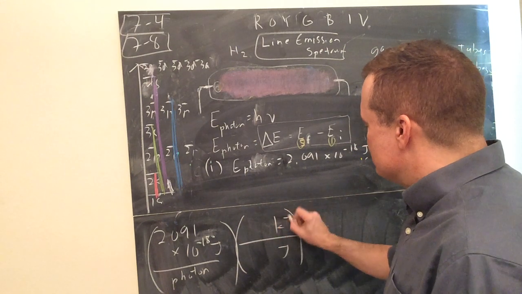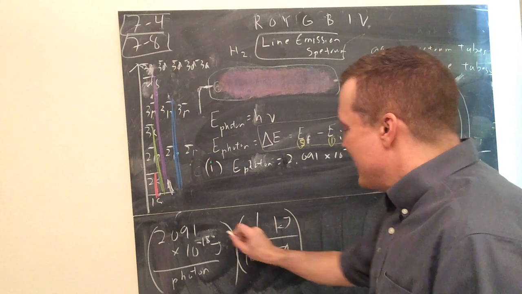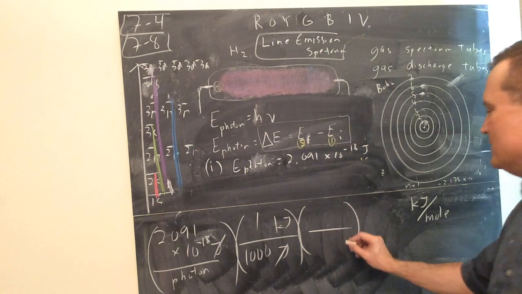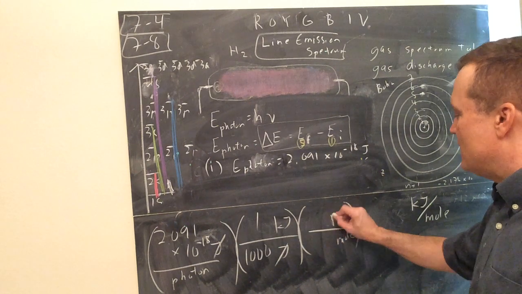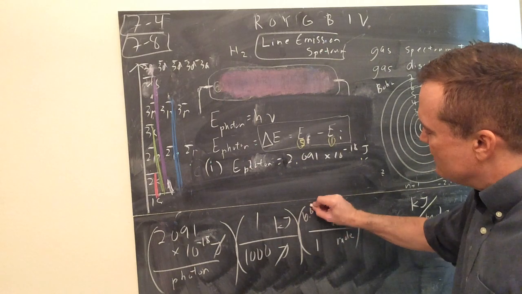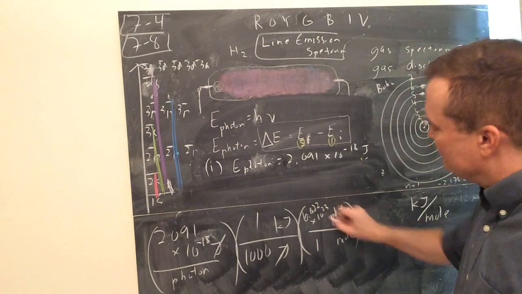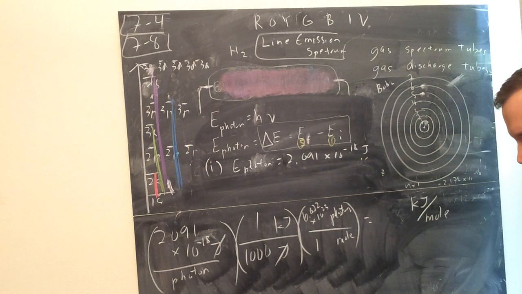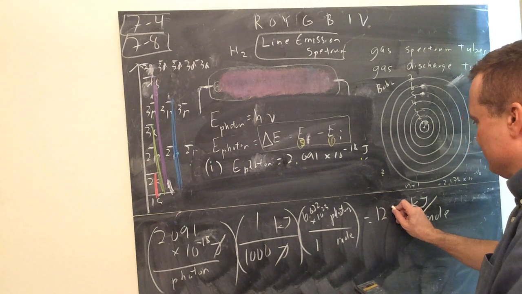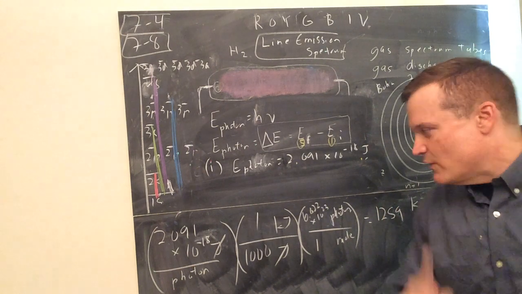Joule to kilojoule, you just use 1 kilojoule equals 1,000 joules. That would give me kilojoules per photon. And then we don't want per photon, we want per mole, so I want to have mole on the bottom, not photon. So photon goes on the top. 1 mole is 6.022 times 10 to the 23rd photons. So you take 2.091 times 10 to the negative 18 times 6.022 times 10 to the 23rd, divided by 1,000, and it will be 1259 kilojoules per mole.